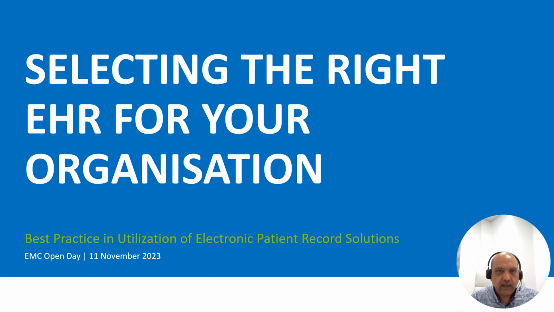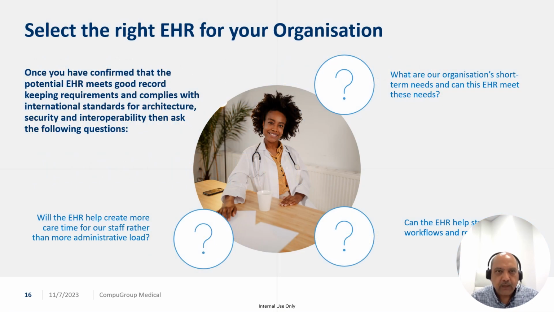So let's look at selecting the right electronic health record for your organization. Once you've confirmed that the potential electronic health record meets your requirements and complies with international standards for architecture, security, and interoperability, you then need to ask yourselves the following questions. Firstly, what are my practice or my organization's short-term needs, and can this electronic health record meet these needs? Secondly, can the electronic health record support the workflow that I have within my practice? And then lastly, will the electronic health record create more care time for our staff rather than more administrative load?